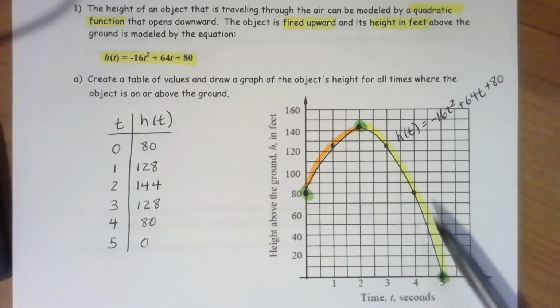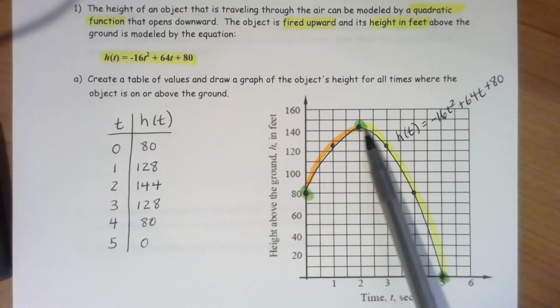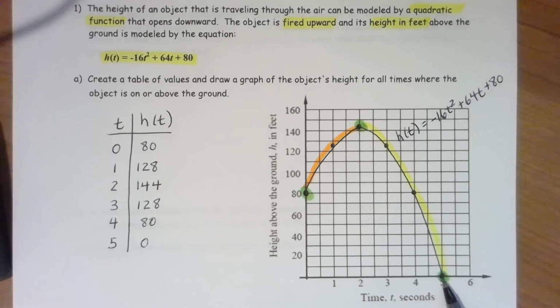I have different colors on here for the reasons. Remember I talked about the 3 special points of a graph that we're usually looking at. This is your initial amount, your y-intercept. This is your vertex. In this case, this is the highest point that you're going. And this is where the graph intersects the x-axis, so the roots and the zeros. Now we're going to ask you some questions based on that.